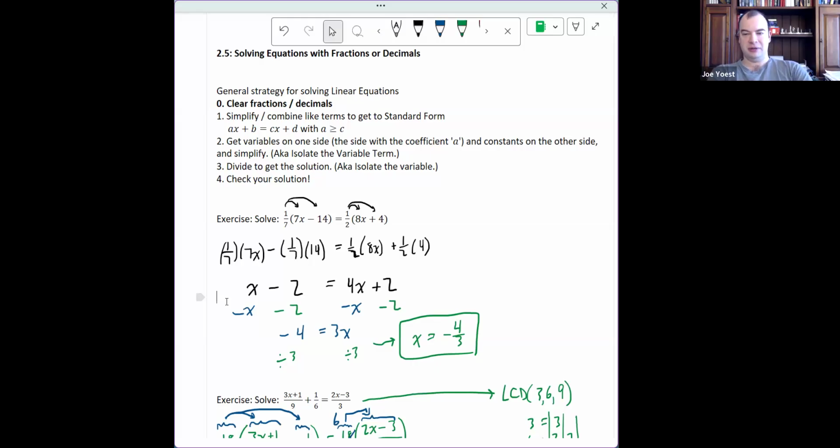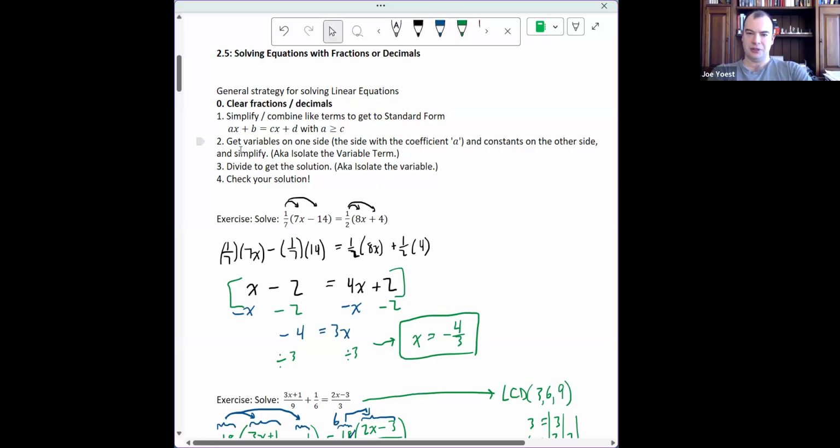If I had done that, it wouldn't have been the end of the world. I'd have gotten a fraction at the end that I would have needed to divide out some common factors from the numerator and denominator and got back down to x equals -4/3. Still would have got the right answer, but it would have just been an extra step or two at the end. And in the intermediate steps, I'd have been dealing with slightly bigger numbers. But we see that, again, x minus 2 equals 4x plus 2 is what we simplify down to.